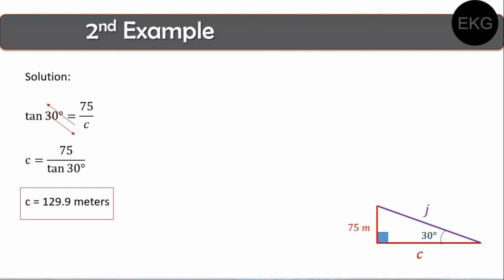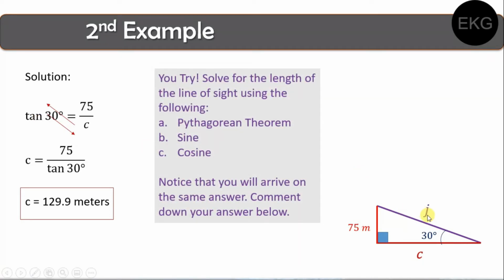The next one is, what is the length of the line of sight? So nakuha na natin yung C using the trigonometric function na tangent. How will we solve for J? Now, hindi ko na i-solve yan. You try. Solve for the length of the line of sight. Pwede mong gamitin Pythagorean theorem, sine, and cosine. Notice that you will arrive on the same answer. Comment down your answer below, kung ano ba yung value ng J, dito sa ating YouTube channel.